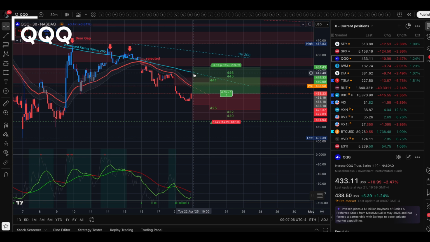So 446 would be the short strike that I'm looking to. $4 difference between the contracts here. So 446, 450 is what I'm going to be looking to today. Underneath us, 425 is the bottom of the implied move.